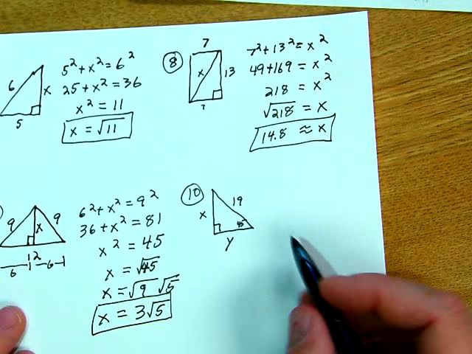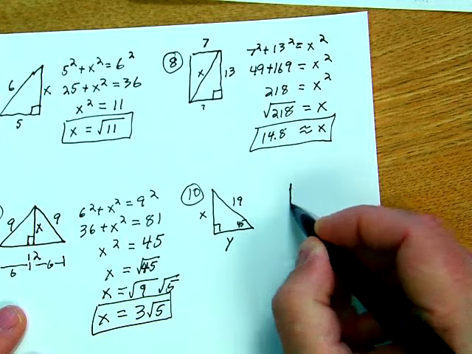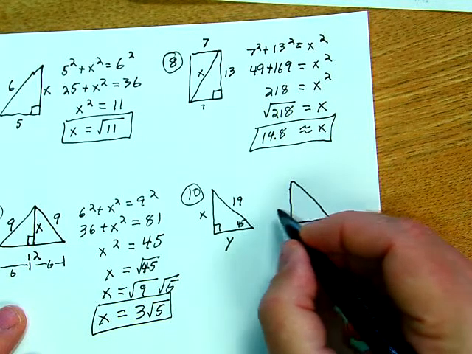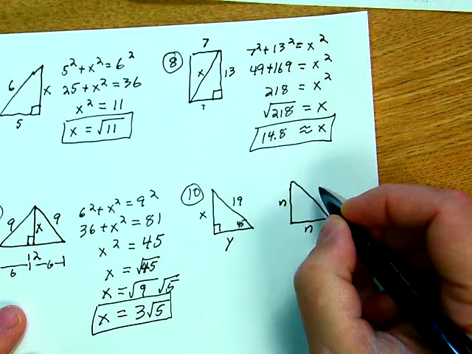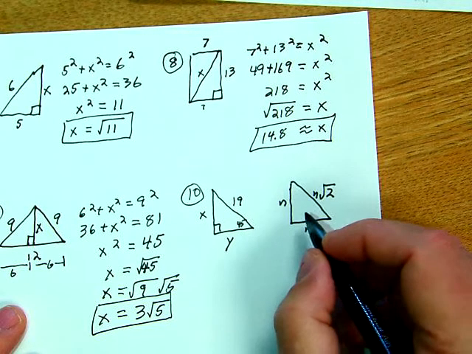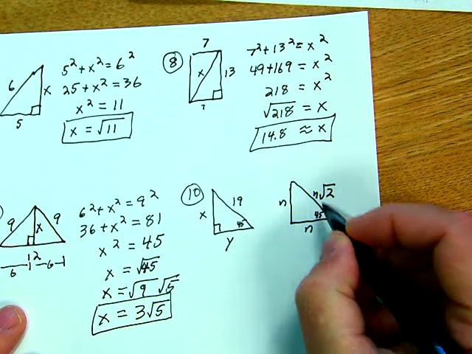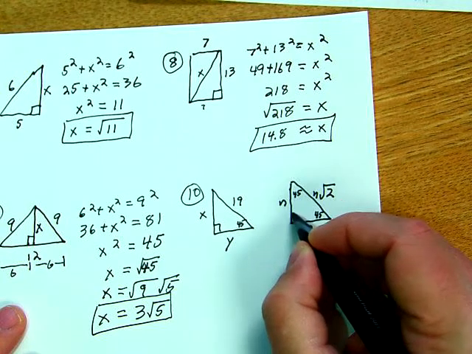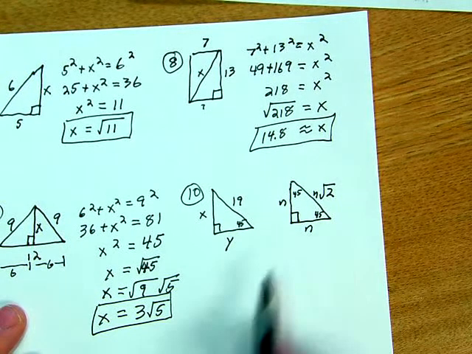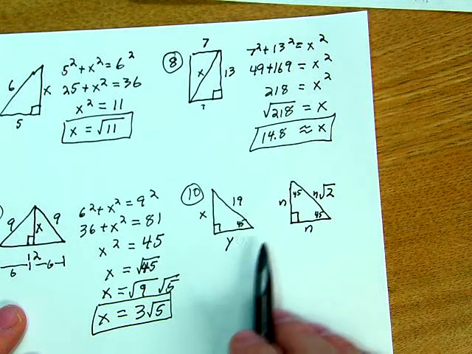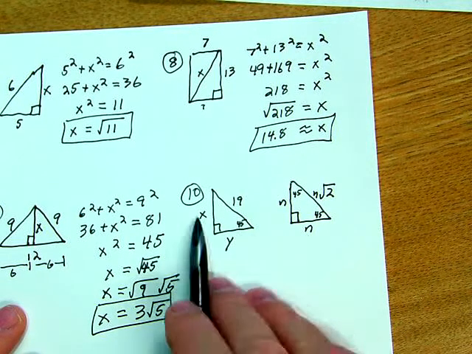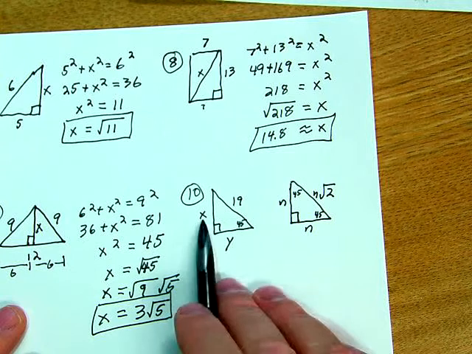If you remember that, I'll draw that again. 90, 45, 45, this is n, this is n, this is n times the square root of 2. When you have 45, 45, and right, that's our formula. So in this situation, we can tell right away that 19 is equal to n times the square root of 2. Well, n is either x or y. I'm going to make it x in this case.